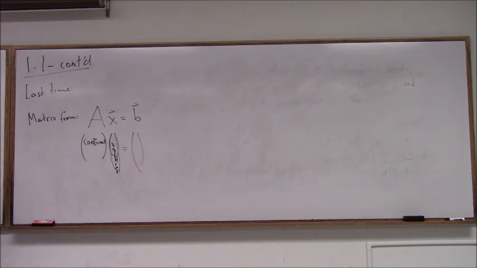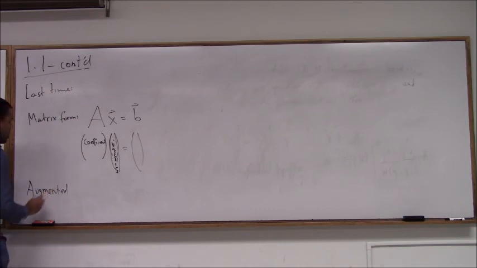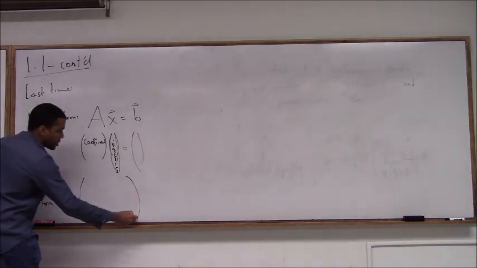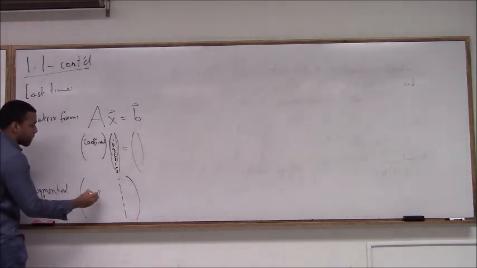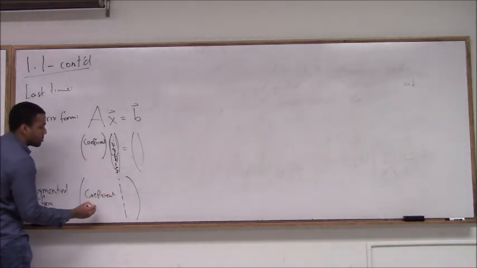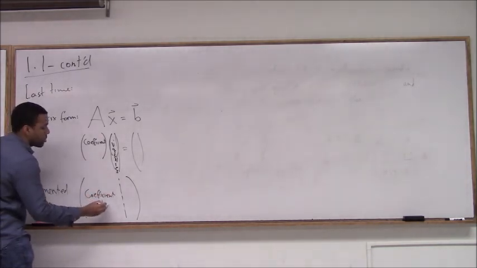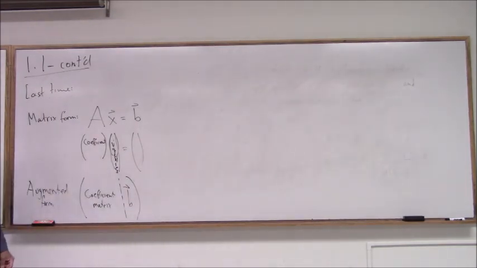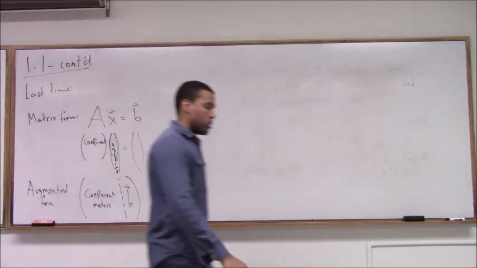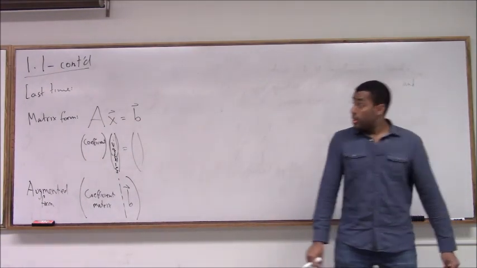Okay. So we had the matrix form. We also had what we call the augmented form. Right? And that was just one big matrix where it had the coefficient matrix on one side, and then it had the constant matrix, the B matrix, on this side. So those were two ways that we can represent systems using matrices.